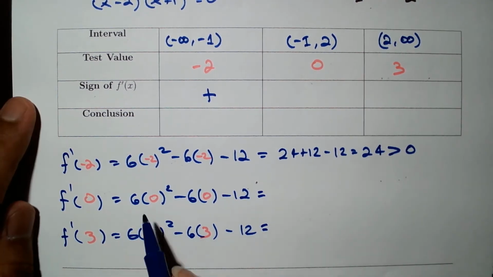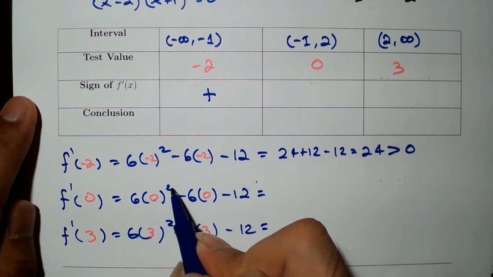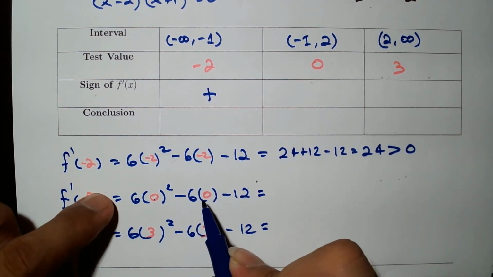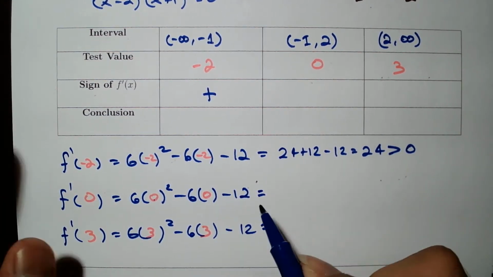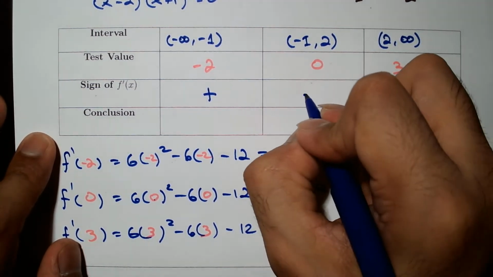On the other hand, 0 squared, the first two terms are going to zero out, because 0 squared is 0 times 6, that's 0, minus 6 times 0, which is also 0, minus 12, which is a number less than 0, that's negative.